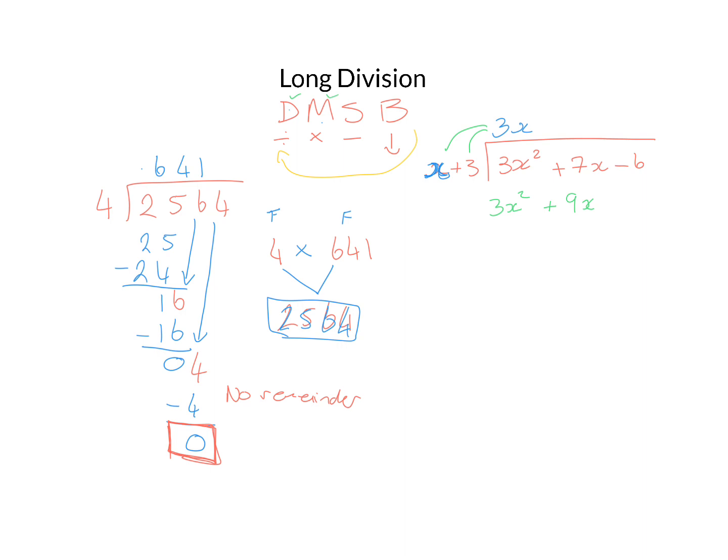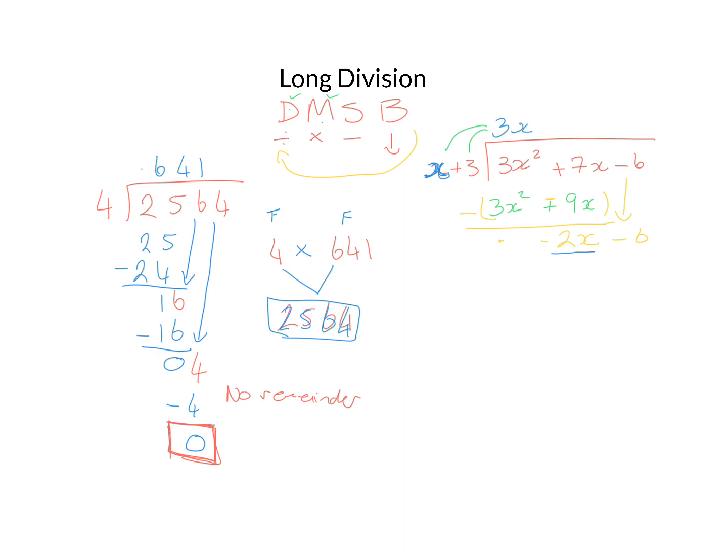Now I've got to do some subtraction. So I subtract both these values. Remember, this one's got to change into a subtraction. So 3x squared minus 3x squared leaves me with nothing. 7x minus 9x leaves me with negative 2x. And I bring down my 6.